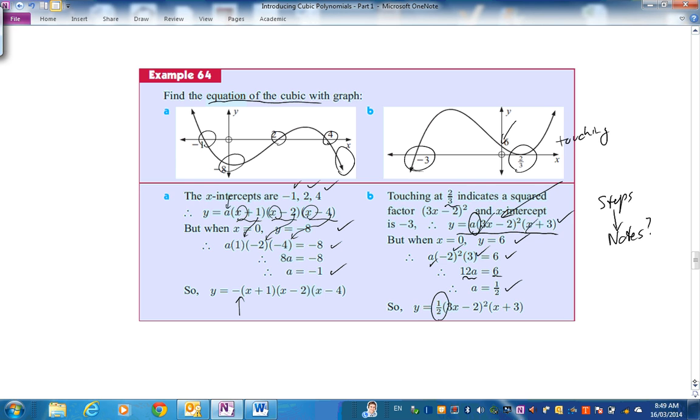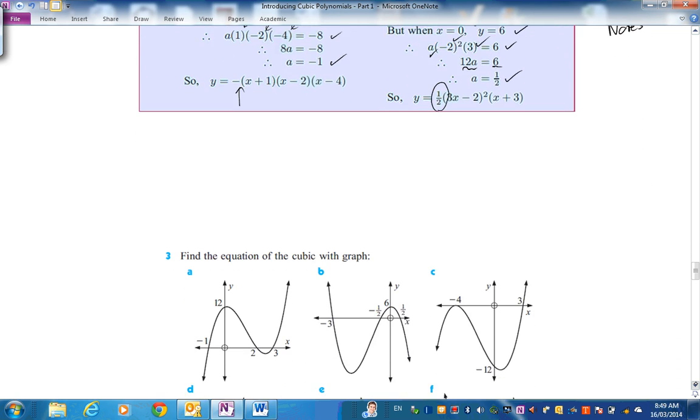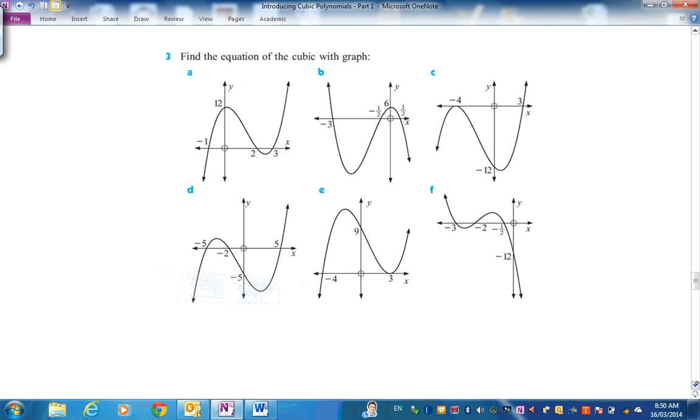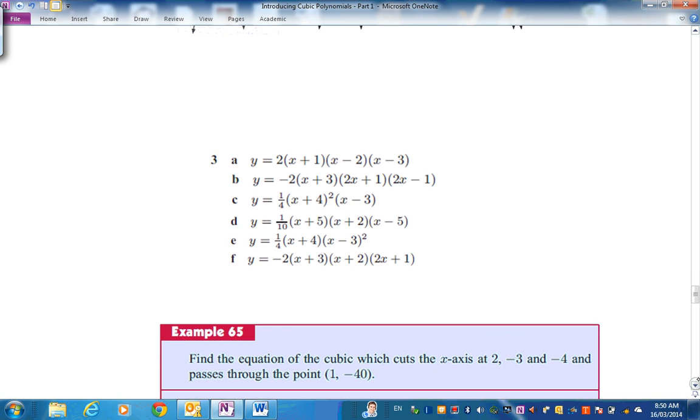Alright, I'll give you a go at some of these now and see what you think. Here's some graphs, and the idea is to use the x-intercepts, put an a in front, evaluate the a with a known point on the curve. And I think they're all y-intercepts here, so nice and easy. Pause the presentation, have a go at those, and then I'll show you the answers now. Okay, so here's some results for those functions.